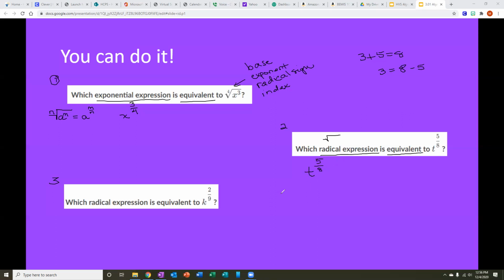It has the base, which is t. It has the numerator, which is 5. It has the denominator, which is 8. And it has the fraction bar, which is a fraction bar. So I know that because, oh, well, I guess technically all of this is an exponent. I'm going to just group that together.